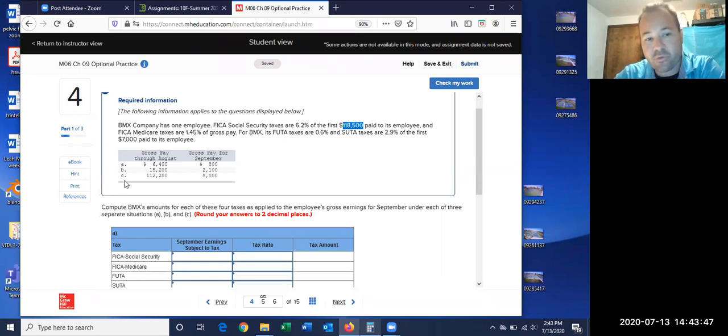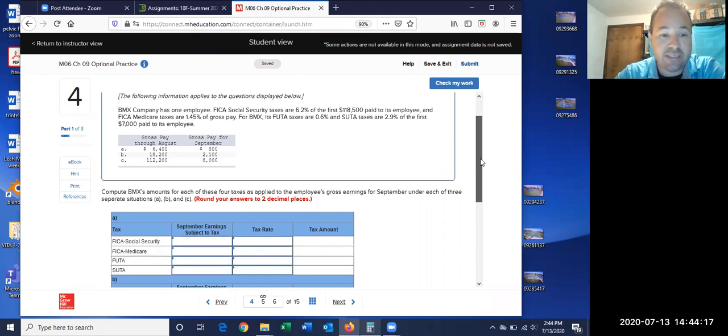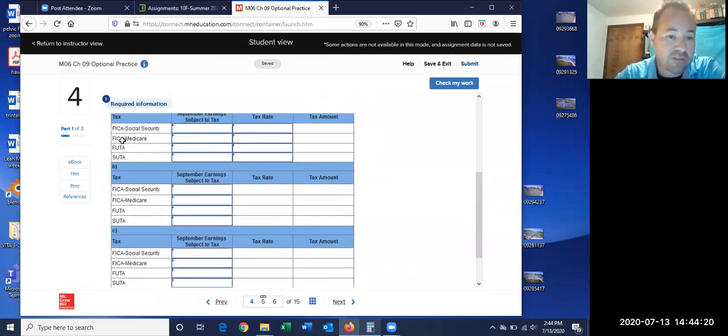So what they give us here is 3 employees, A, B, and C. Employee A hasn't worked that much. They've only earned $6,400, and they are due payment of $800 for this next payroll. Employee B has their amounts, and then employee C makes a lot of money. They've already earned $112,000 this year, and they're getting paid another 8 grand this pay. So what we're going to do is figure out how much payroll taxes need to be taken out. You can see they've broken this down, employee A, employee B, and C.